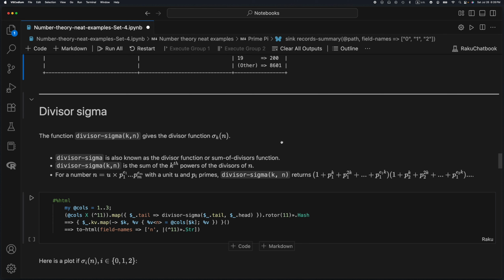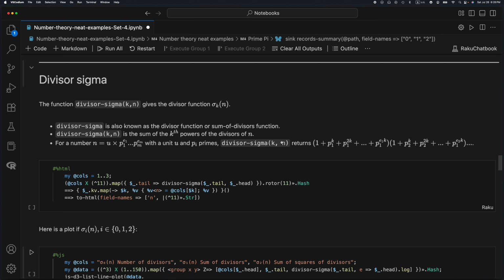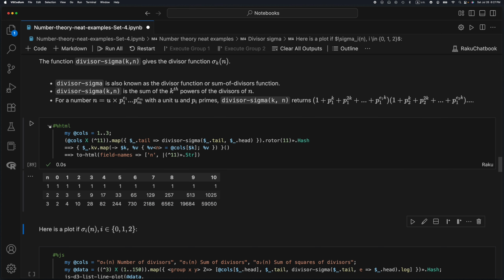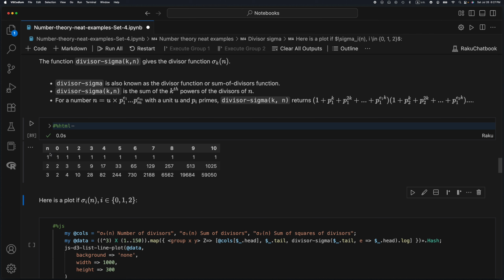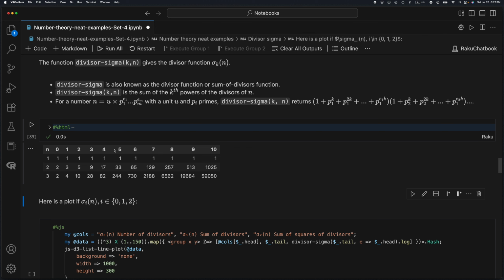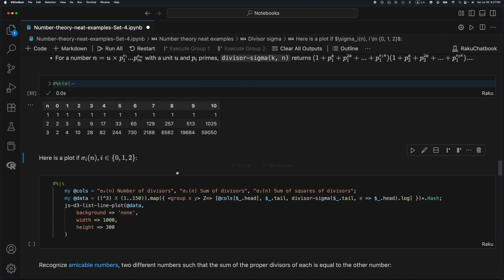All right, so the next function is divisor sigma. It's denoted with the sigma symbol, then k and n. Let me tabulate some results here. The numbers, the second argument, are in this column, and these are the k arguments. We can see here that we're raising these divisors to different powers, and these are the sums we see here.